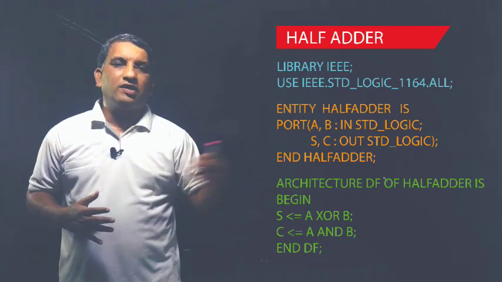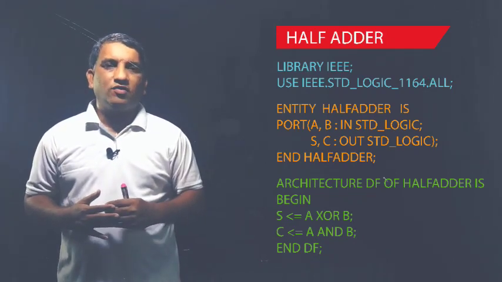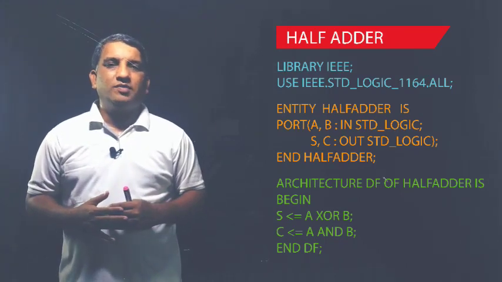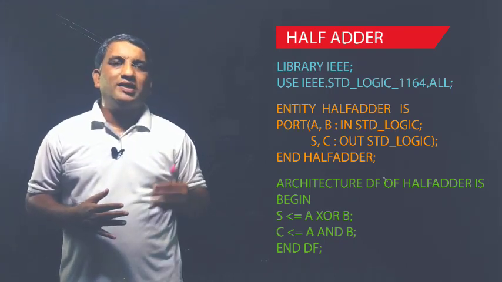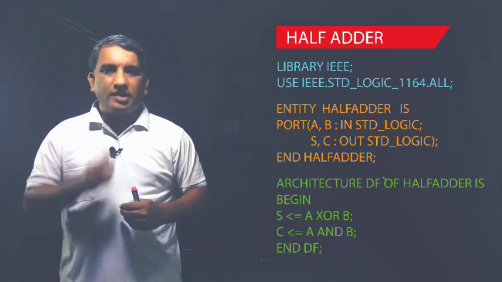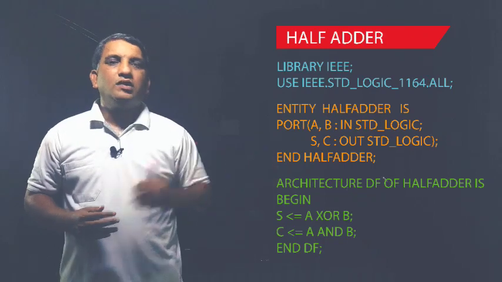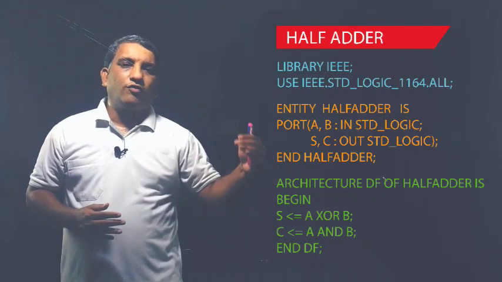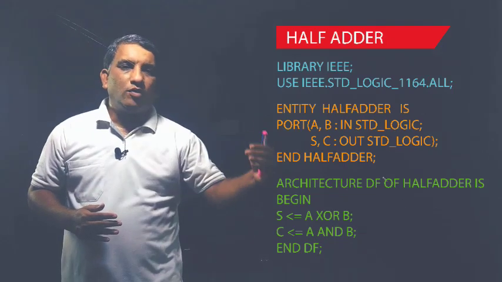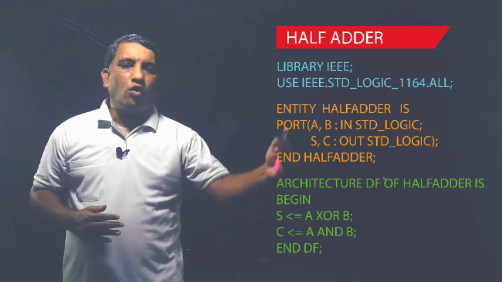Here I will prefer writing DF. DF stands for data flow. तो जनरली अगर मेरे पास आउटपुट इक्वेशंस अवेलेबल हैं तो उसको मैं जनरली डेटा फ्लो स्टाइल से लिखता हूं. तो दैट्स वाई उसके लिए मैं नाम दूंगा DF. Now उसके बाद of is the keyword. I will repeat architecture, the name of the architecture as df of.